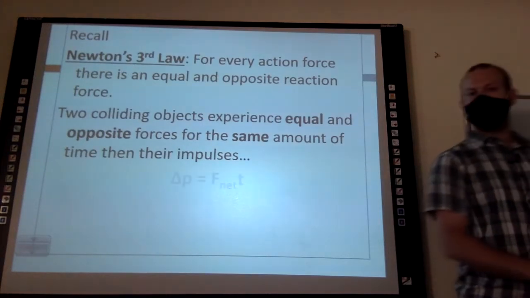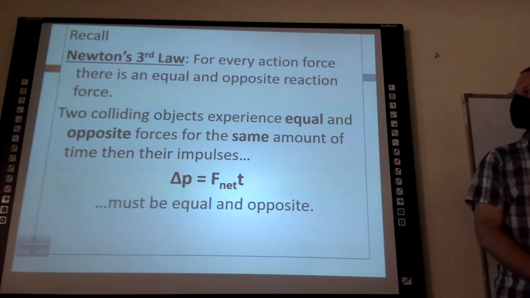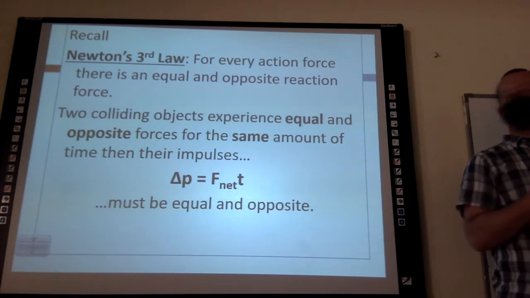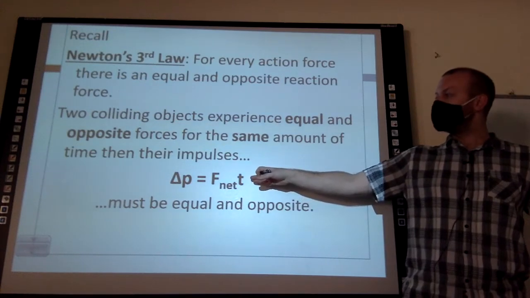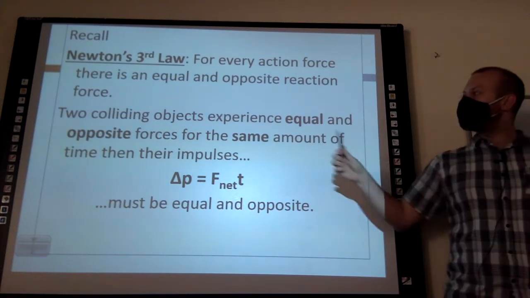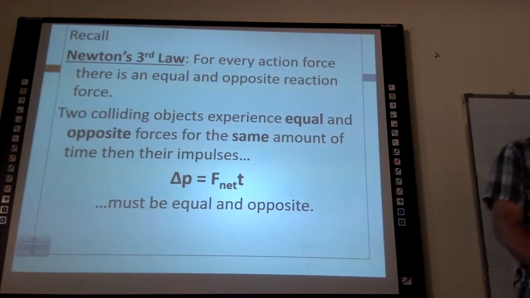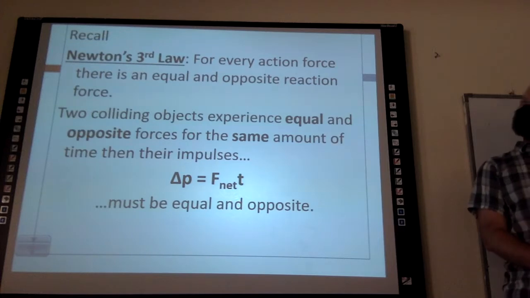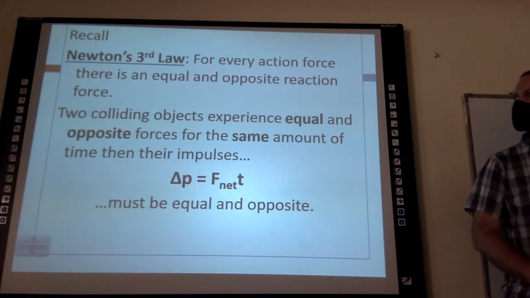So if I've got two objects that are hitting each other, they have equal and opposite forces, and they're in contact for the same amount of time. These are going to be equal and opposite because time is the same. F net is the same, just one is positive, one is negative. Therefore, your impulse, or your change in momentum, is going to be the same for both objects. So in a collision, two objects experience the same impulse, just in the opposite direction.